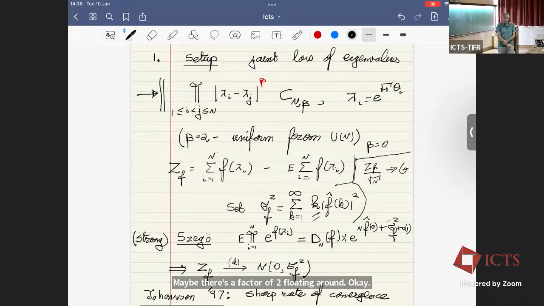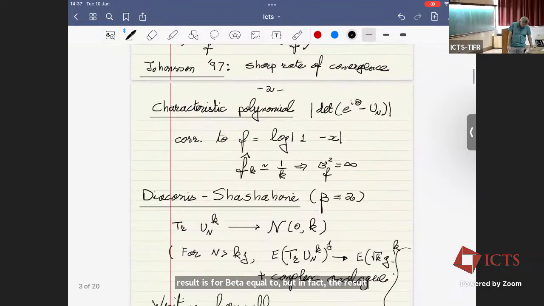And this was actually taken up by Johansson in 97 and by tools coming from integration by parts and some properties of these measures. He gave a sharp rate of convergence for these expressions, and actually not only for β equal 2. So the strong Szegő result is for β equal 2, but in fact, the result holds in general.